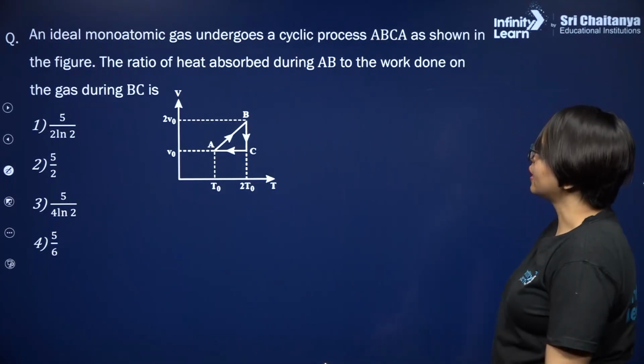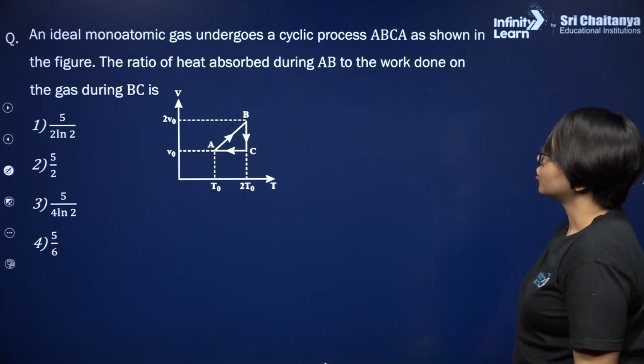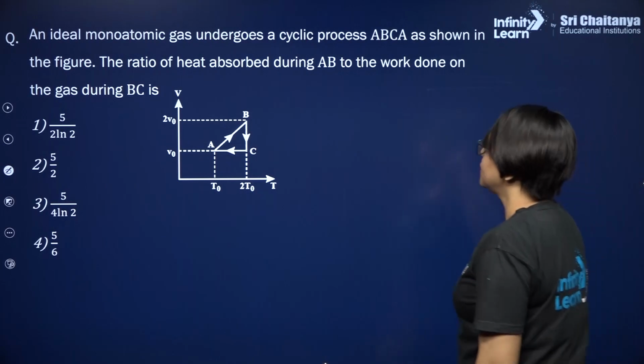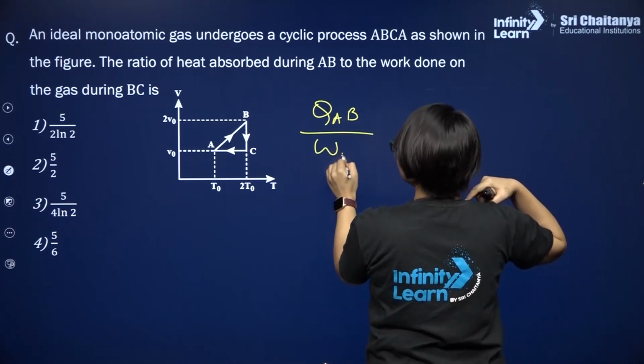Next is this one: an ideal monoatomic gas undergoes a cyclic process ABCA as shown in the figure. Find the ratio of heat absorbed during AB to work done during BC.